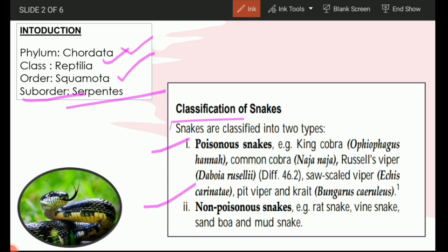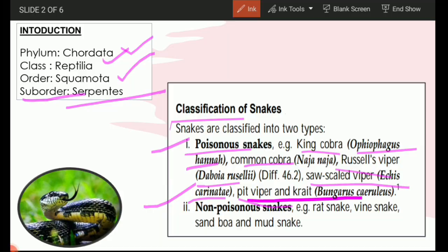Poisonous snakes can be like king cobra, which is commonly known as Ophiophagus hana, or Naja naja, that is cobra, then Russell's viper, then saw scale viper, and then pit viper along with krait, that is known as Bungarus. Simply we call it Bungarus caeruleus. Then some non-poisonous snakes can be rat snake, checkered keelback, sand boa, and mud snake. You must have seen many of them.